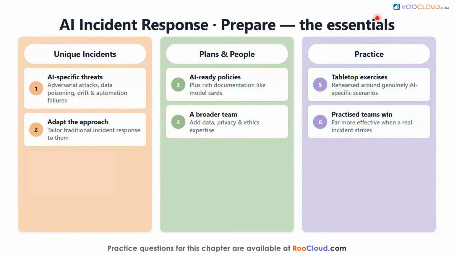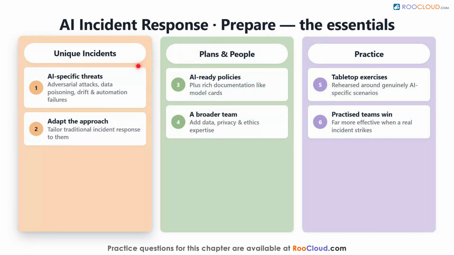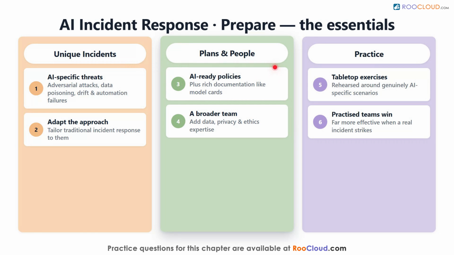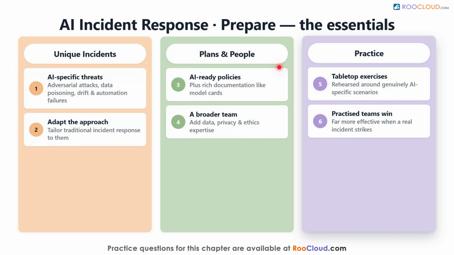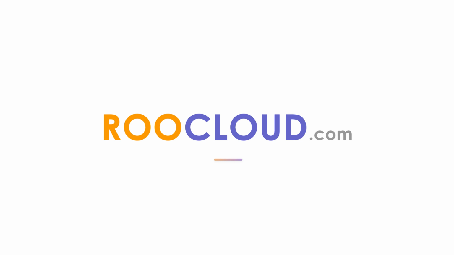Let's bring it all together. AI faces unique incidents, from adversarial attacks and data poisoning to drift and automation failures, so preparation must adapt traditional incident response to these threats. That means AI-ready policies and rich documentation, a response team that adds data, privacy, and ethics expertise to the usual responders, and tabletop exercises rehearsed around genuinely AI-specific scenarios. You now know how to get an organization ready before an AI incident hits.